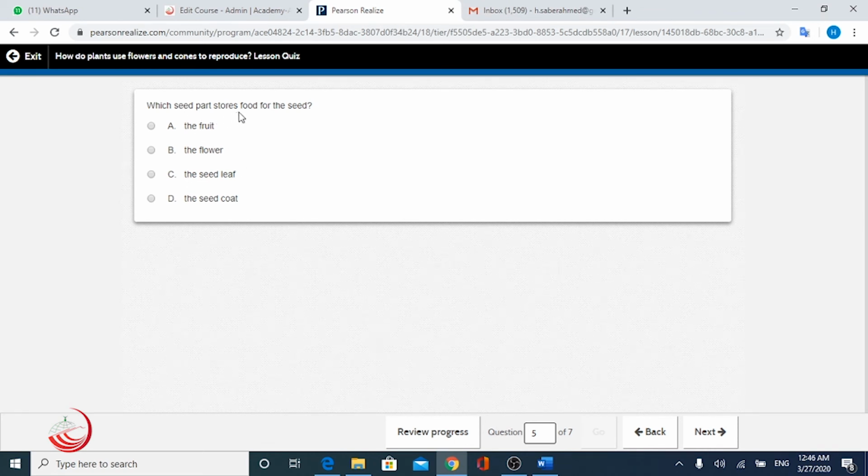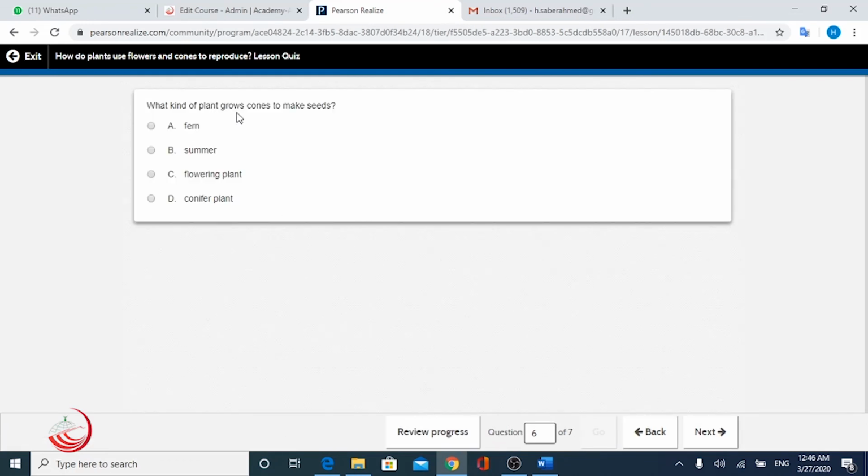Which seed part stores food for the seed? Now I'm talking about the seed, okay? Which seed part stores food? The fruit. Is there a fruit in the seed? No. Is there a flower in the seed? No. Is there a leaf in the seed? Yes. Is there a coat in the seed? No, it's not in the seed. It's around the seed. So the seed leaf is the part that stores food. Next.